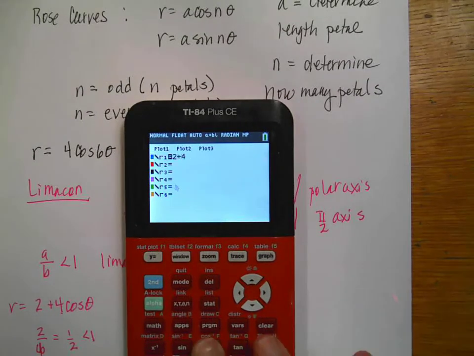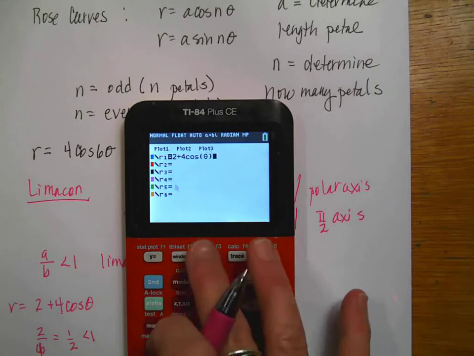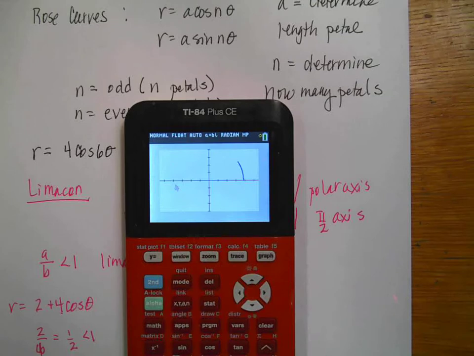So I'm going to go back to my y equals, and I'm going to enter 2 plus 4 cosine theta, close, and then I'm going to do my zoom 7. So here goes my handy dandy calculator. Oh, here comes the inner loop. Oh, it's going so slow. Really kind of cool. There it goes.